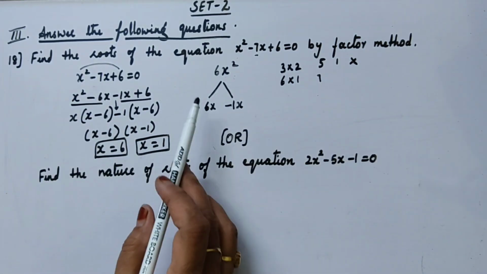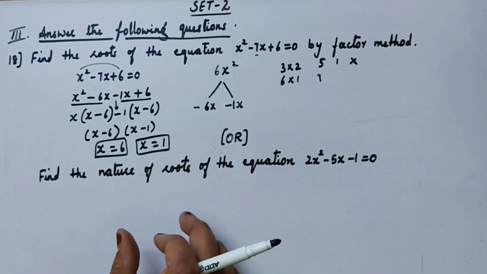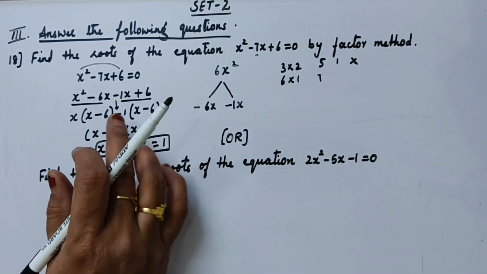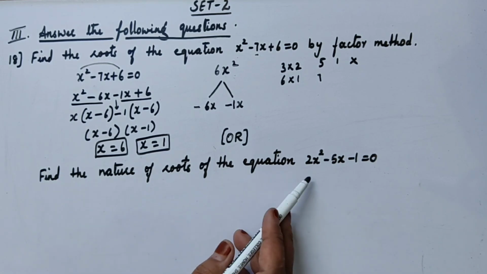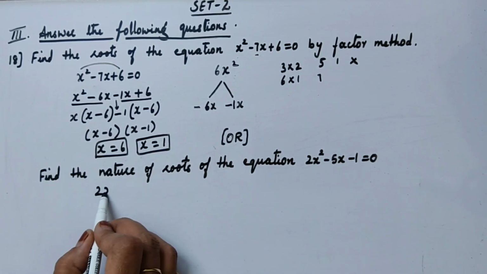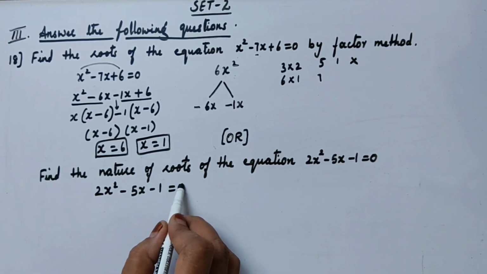Well, you can see we have two questions. There's a choice. Any one question we can write. But still, let me solve both the questions here. One I've already solved. Now find the nature of roots of the equation. So this is the equation 2x square minus 5x minus 1 equals 0.